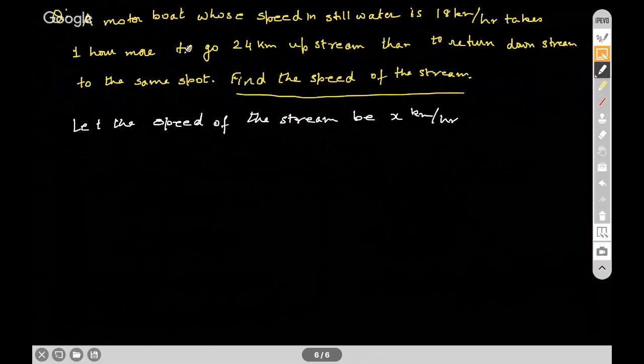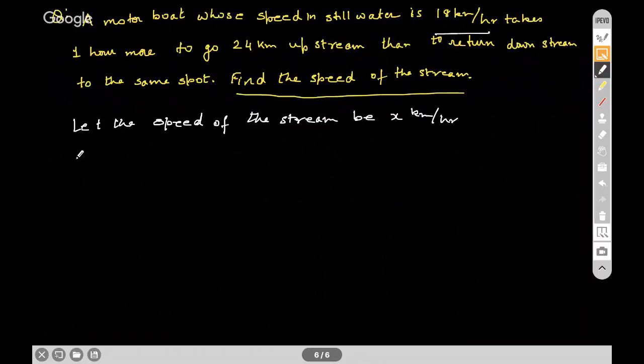Now, a motorboat whose speed in still water is 18 kilometers per hour. Obviously, when it is going downstream, its speed will be more. Why? Because the velocity of the water will aid the velocity of the motorboat, and while it is going upstream, it will have a lesser speed, isn't it? So now it is saying 1 hour more. So what is constant here? The constant is the distance, right? So distance traveled upstream is equal to distance traveled downstream.